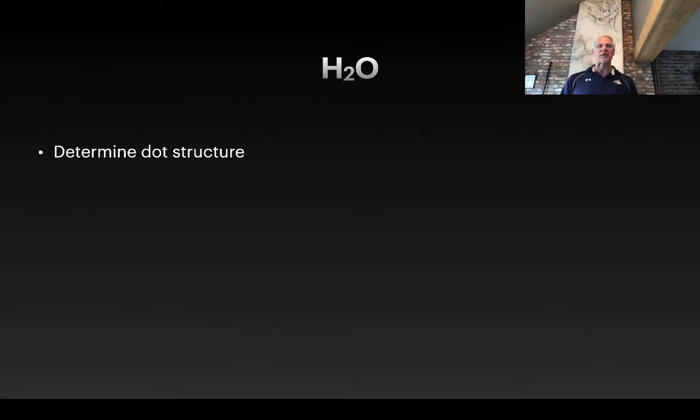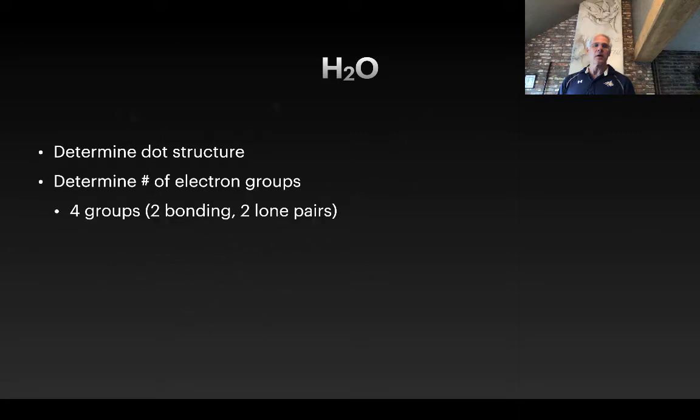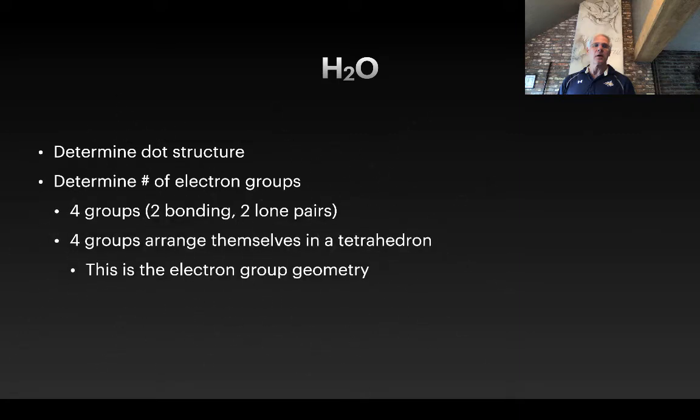So let's take a look at an example here. I'm not going to work through the dot structures because that's something you should know how to do from the previous lecture. We will take a look to see how to determine the molecular geometry though. The first thing that you do is determine the dot structure for water, and you determine the number of electron groups. And then what you find is that you have 4 electron groups around that central oxygen.